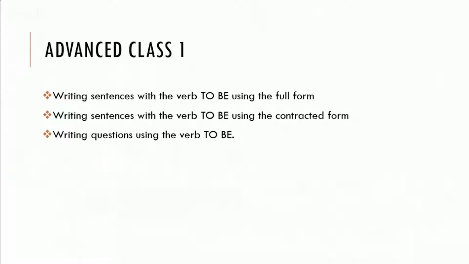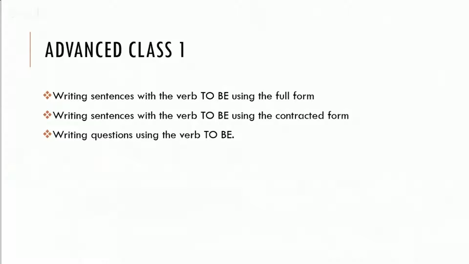The contracted form is used mostly for speaking. However, you can also write with the contracted form, especially if you're writing a text message, if you're writing emails, if you're writing informally, you can use it. For formal writing, you do not want to use contractions. Some people do though, but the correct way is not to use them, but it's still obviously very good to know how to do the contracted form of the verb to be. And then we're going to be writing questions using the verb to be.